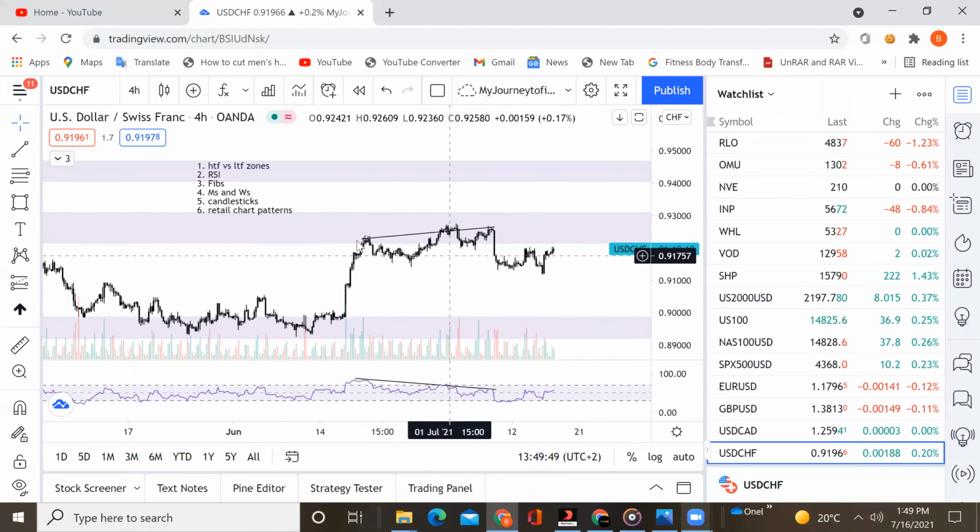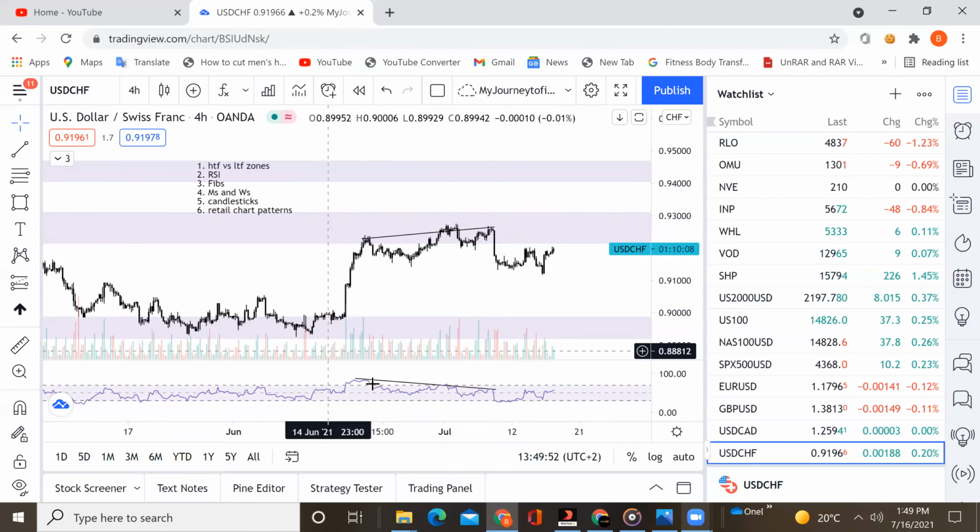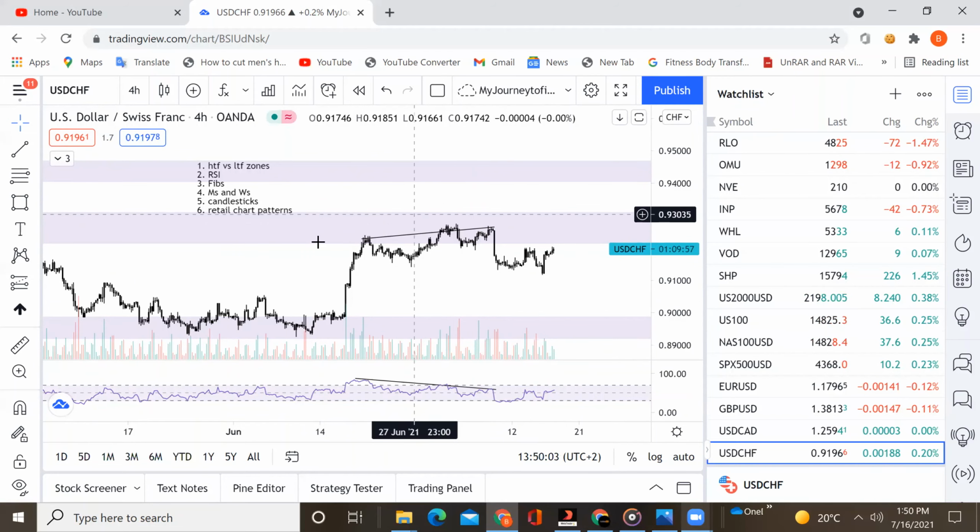So as we can see here, we have divergence. Price is making a higher high, where in actual fact RSI is creating a lower low and a lower high. That's very good confirmation for us at our higher time frame zone. Fibs.